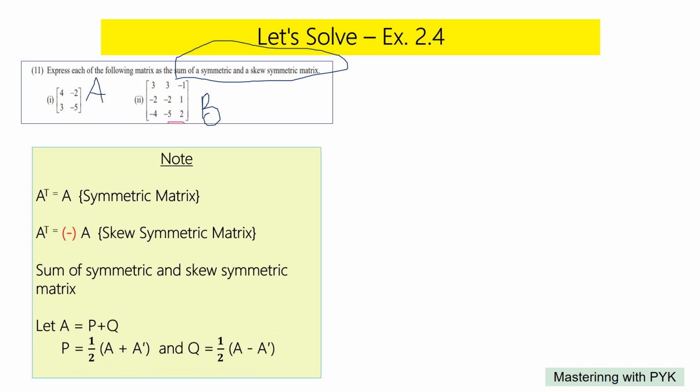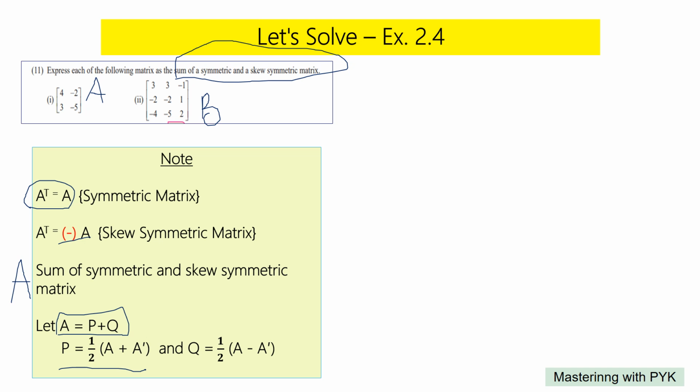So we know that if the resultant matrix is the same as A transpose, then it is known as a symmetric matrix, and if A transpose is the negative of the original matrix, it is called a skew matrix. We need to find a matrix A, which is the sum of the symmetric and the skew matrix. So say, let A be the sum of P plus Q. So how do we find P? P will be given as half of A plus A dash. Here A dash is A transpose, and Q is half of A minus A dash.